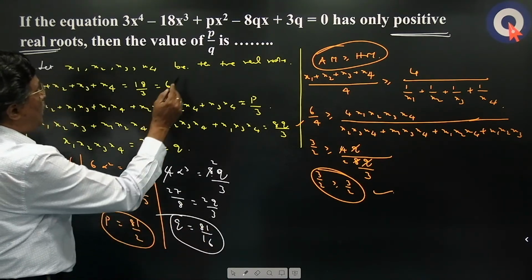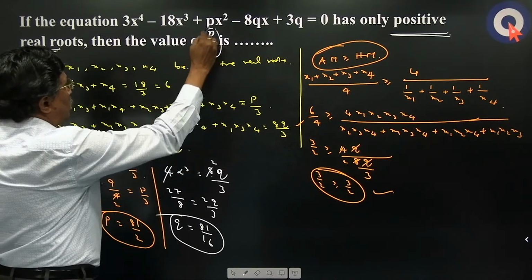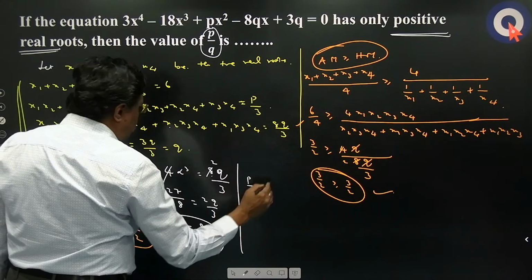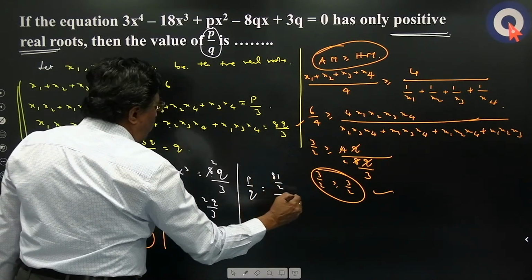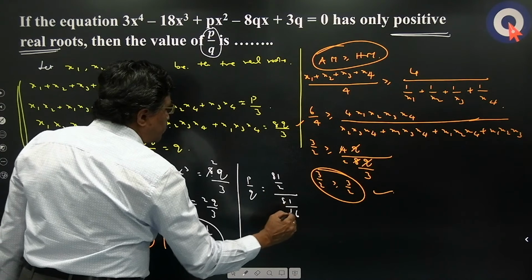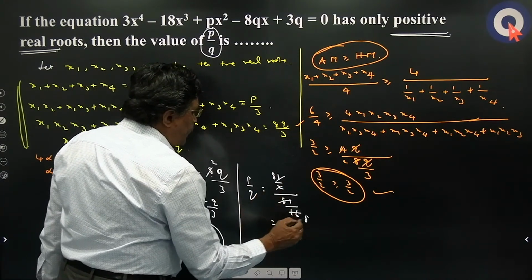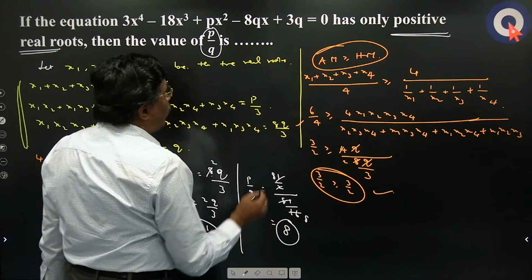What do we want now? P by Q. We want P by Q. So P by Q is equal to 81 by 2 by 81 by 16. So this 81 is cancelled. This is cancelled 8 times, so you get 8. So the required answer is 8.